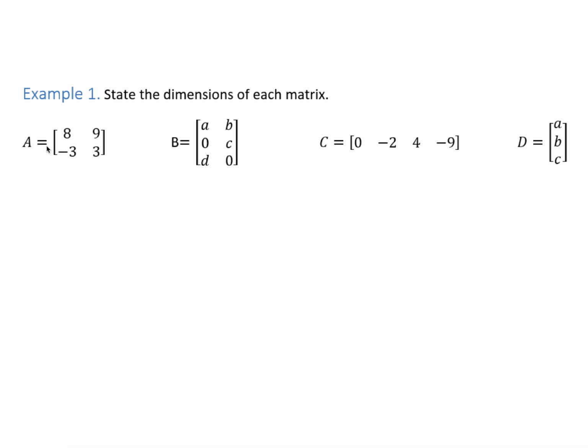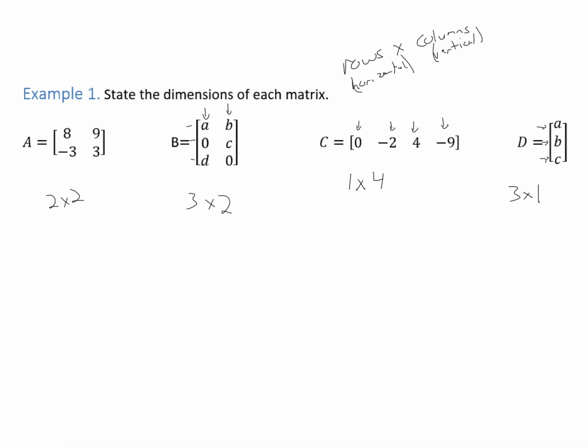State the dimensions of each matrix. All right, so matrix A. Remember, we always go rows by columns. And rows are horizontal, and columns are vertical. All right, so A, we have 2 rows, 1, 2, and 2 columns, so this would be 2 by 2. This one we have 3 rows, 1, 2, 3, and 2 columns, so 3 by 2. This, we just have 1 row, so this would be a row matrix, 1 row by 1, 2, 3, 4 columns, so 1 by 4. And then this one here, we have 3 rows and then just 1 column, so 3 by 1. So those are the dimensions, nice and simple.